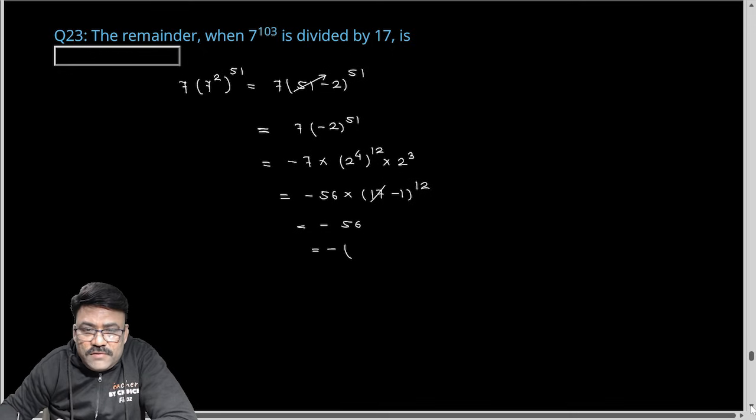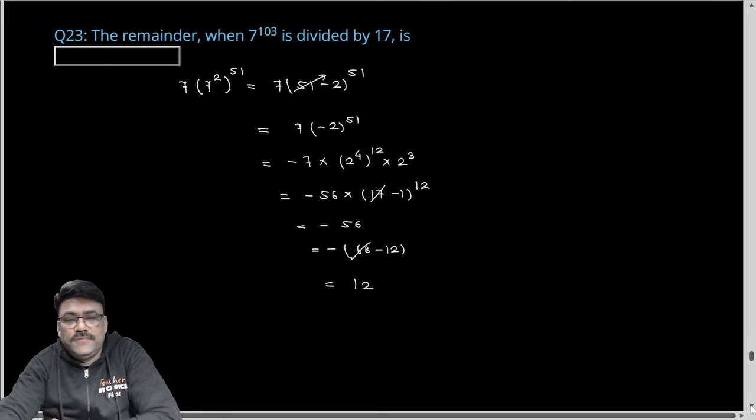56 can be written as 68 minus 12. So 68 is divisible by 17. So now you are left with 12, which means the remainder will be 12 here.